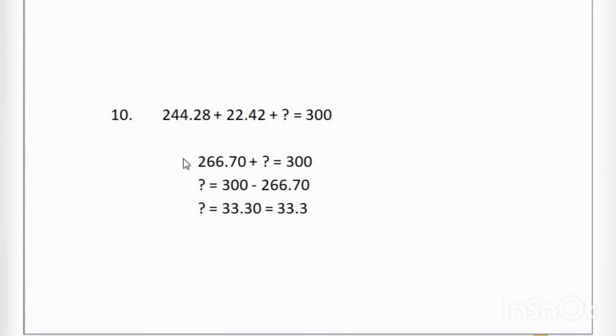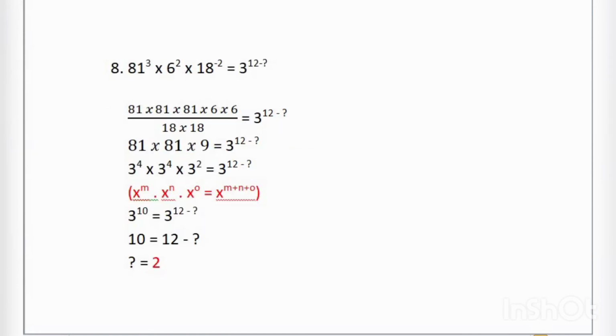Now moving on to the 10th question, 244.28 plus 22.42 plus question mark equal to 300. And on adding these two numbers we will get 266.70 plus unknown number equal to 300. From there we will get the unknown number as 300 minus 266.70 which is equal to 33.30, which can be written as 33.3. This is also an easy question. So the answer for this question is 33.3.